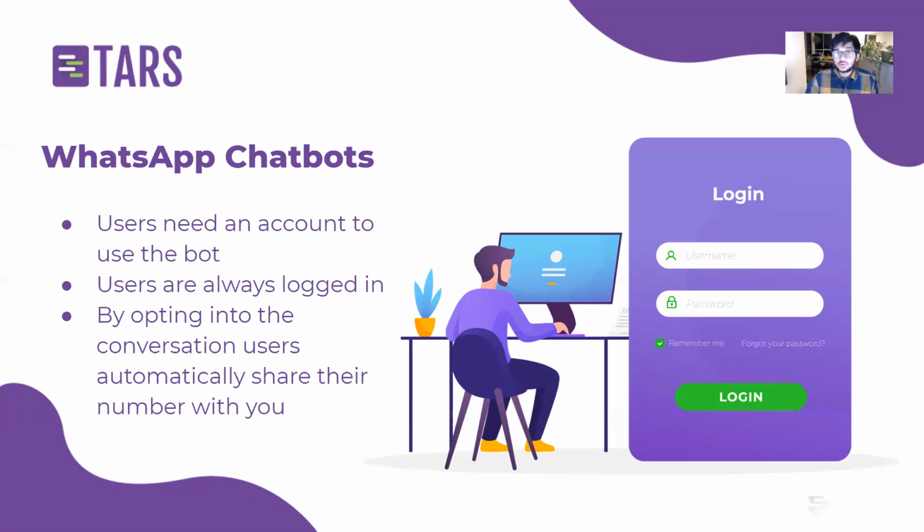Now, there is also a pro hidden away in here as well. Since users are always logged in when they're interacting with a WhatsApp chatbot, you always have access to their phone number. Now, this is particularly important if you're using chatbots for your marketing. We all know how hard it is in traditional marketing, in traditional lead gen to get a phone number from someone. People are very apprehensive about sharing those sorts of details. But if you get people to opt into a WhatsApp chatbot, that number is yours.